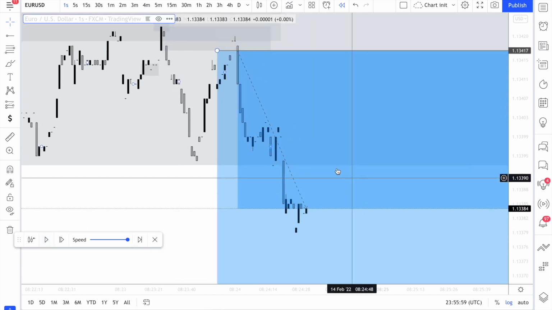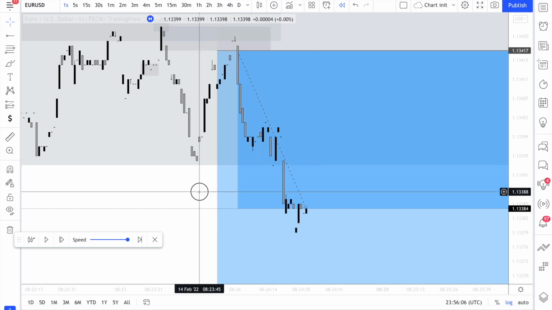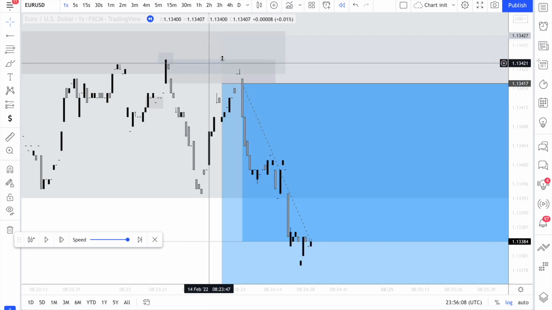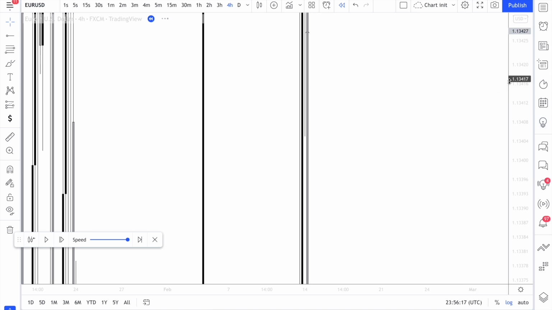I ended up taking a 5R when it hit 10 pips, which is my usual. It was only 5R because this was a 1 pip stop loss, which I'm obviously very, very happy with. And then my key was what I'm going to do now.